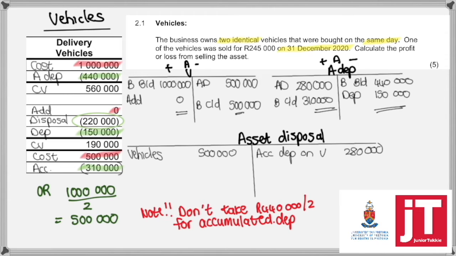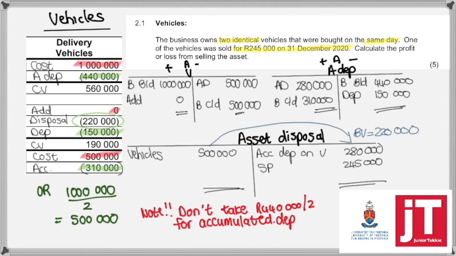Step number 4, record the selling price. We sold it for 245,000. So now my last step, calculate if you made a profit or a loss. So to calculate if I made a profit or a loss, we can calculate the book value. 500,000 minus 280,000 means the book value equals 220,000. So if I compare that to the selling price, it means that we sold it for more than the book value, which means we made a profit.